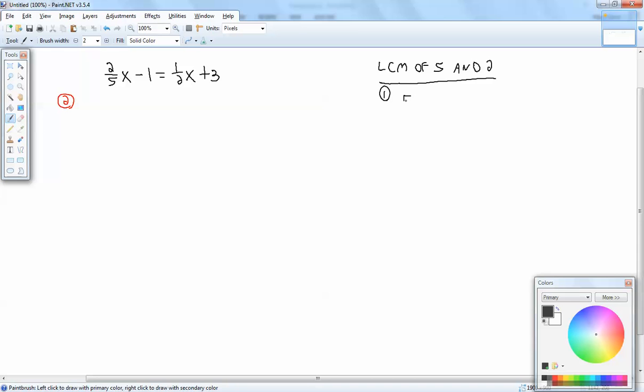First thing we do here is we write the prime factorization of each one down. Well, 5 is prime, so we just write 5. 2 is prime, so we just write 2.